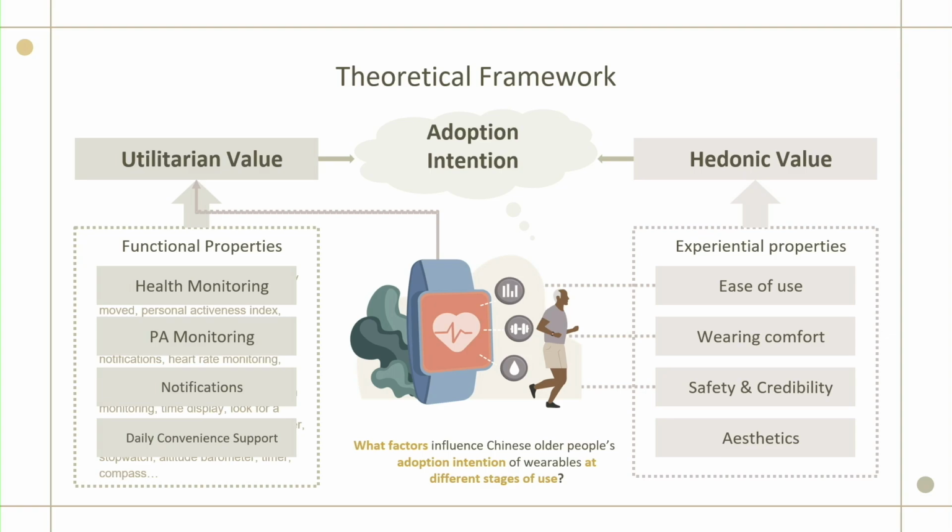So the hedonic value or the enjoyment of using can be influenced by those experiential properties we just identified. But specifically, we also consider that the first three experiential properties may also influence utilitarian value. For example, the function could be very useful, but it's difficult to use. Still, this can harm the utilitarian value.